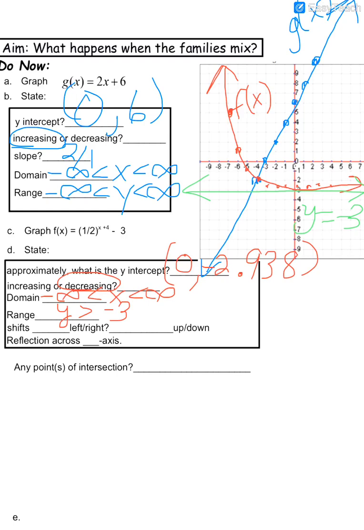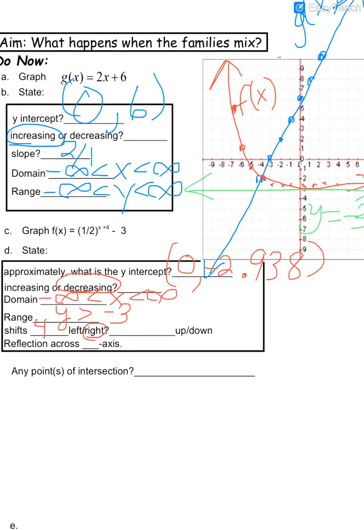So what did we say? This shifted 4 to the right. Right, that was a plus, right? Yes. 3 down, reflected over the y-axis.